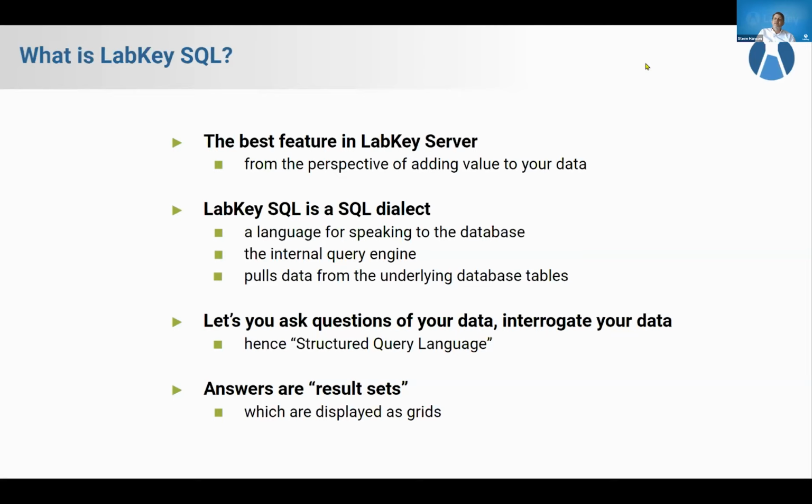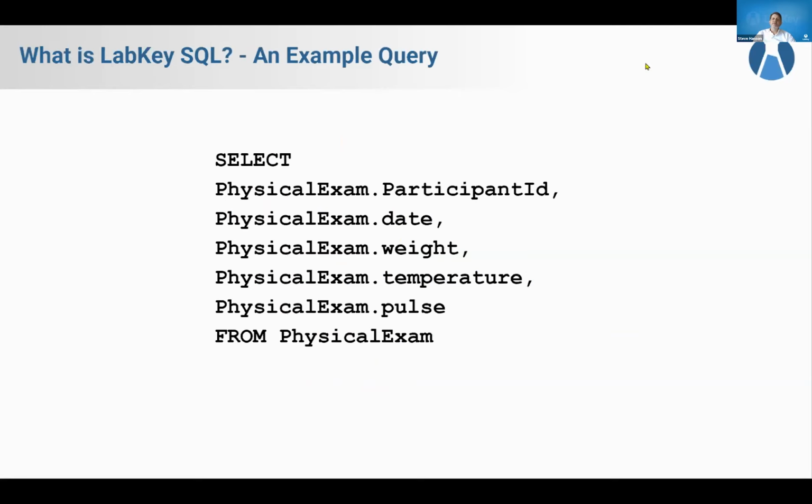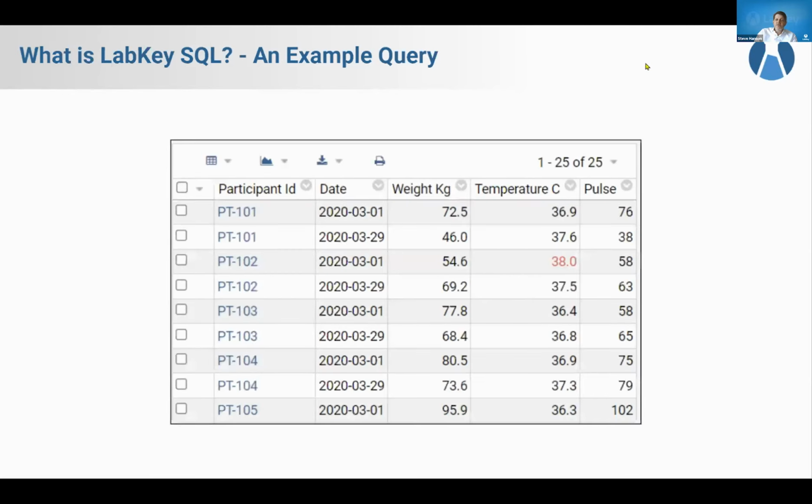The answers you get back from the database are called result sets. LabKey Server then does a further set of operations on those and displays those result sets as grids in the UI. And here's just a quick example of what SQL syntax looks like. If I started out in English, it would be a very simple question: what is the weight, temperature, and pulse data from the physical exam table in the database? Well, if you ask that question, it looks like this in SQL. And when it answers, it looks like this in the browser.